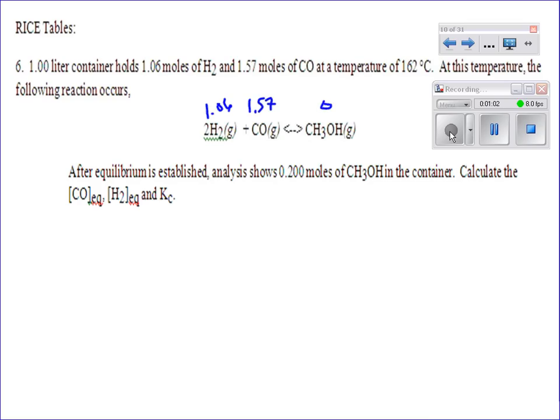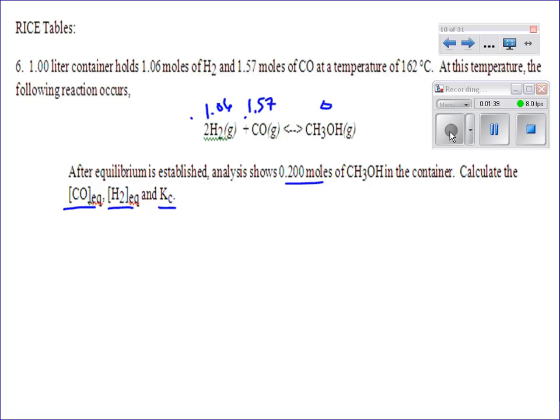After equilibrium is established, analysis shows 0.2 moles of CH3OH in the container. So once equilibrium is established, that's how much methanol was actually produced. Calculate the equilibrium concentration of this, and find the K. Can anyone tell me why I can't just plug all those numbers into the K expression? Because they're not at equilibrium. That's at the beginning, okay? The only equilibrium value we have is for the product, which is this 0.2.